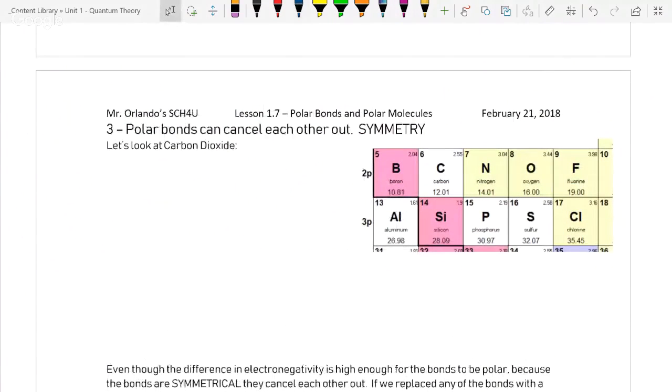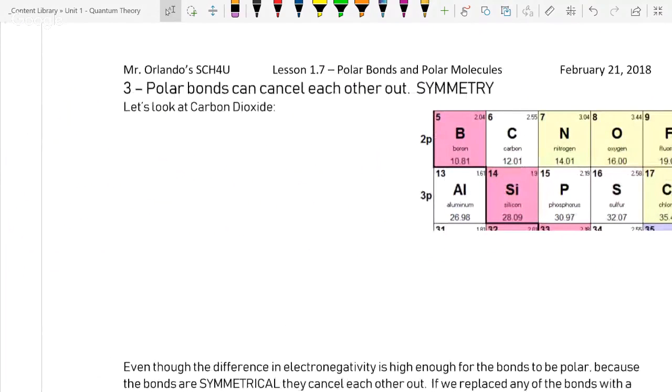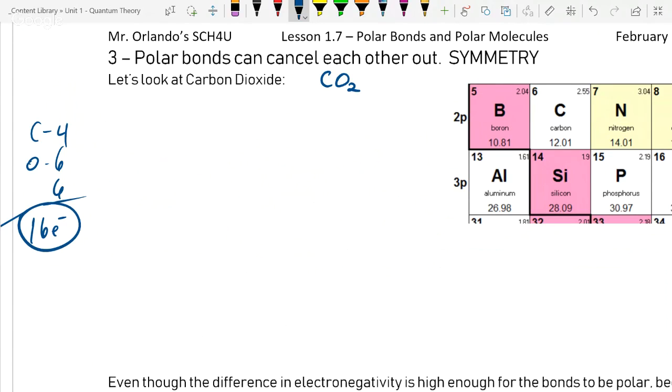Okay, so what I want to do, though, is look at the case of carbon dioxide. Let's draw a Lewis structure of carbon dioxide. Now, the formula for carbon dioxide is CO2. Okay, so let's count. Carbon gives me how many electrons in its valence? 4. Oxygen, 6. And of course, there's 2 of them for a total of 16. Okay. How am I gonna draw this thing?